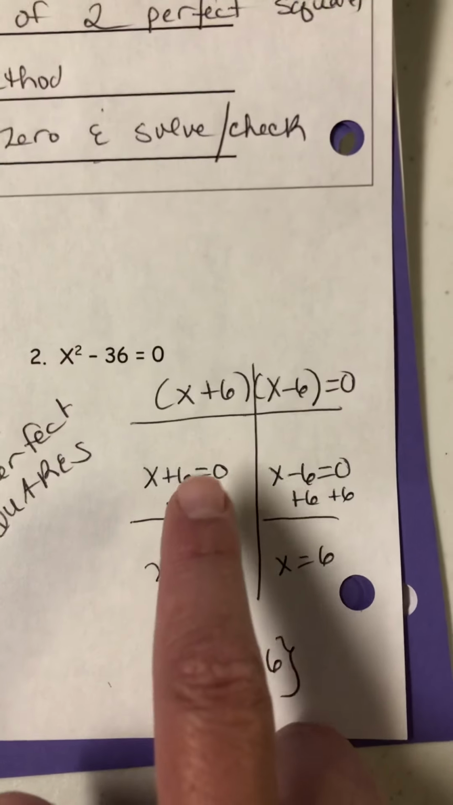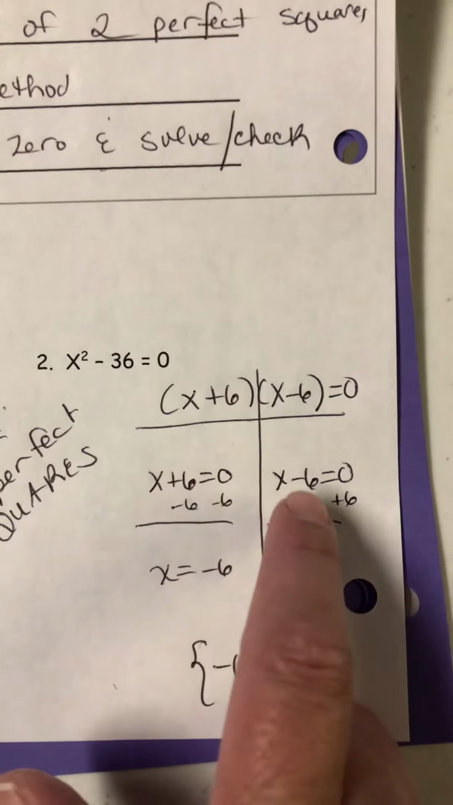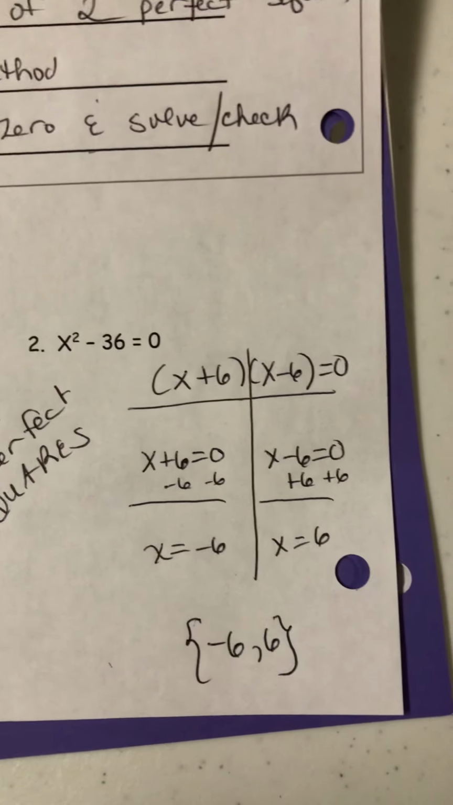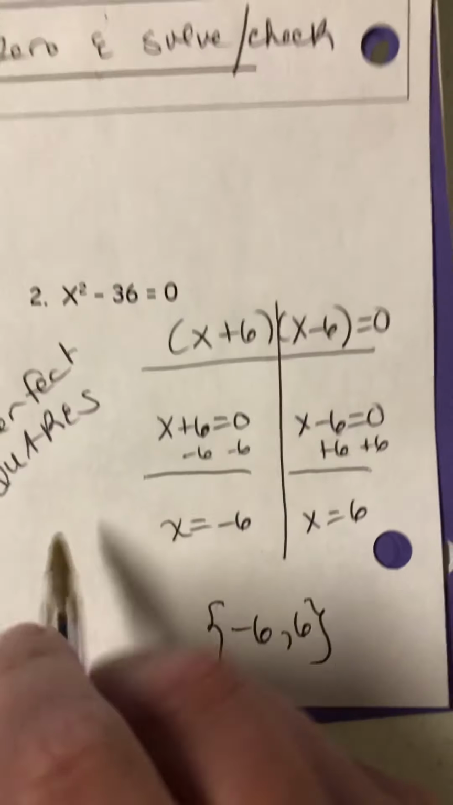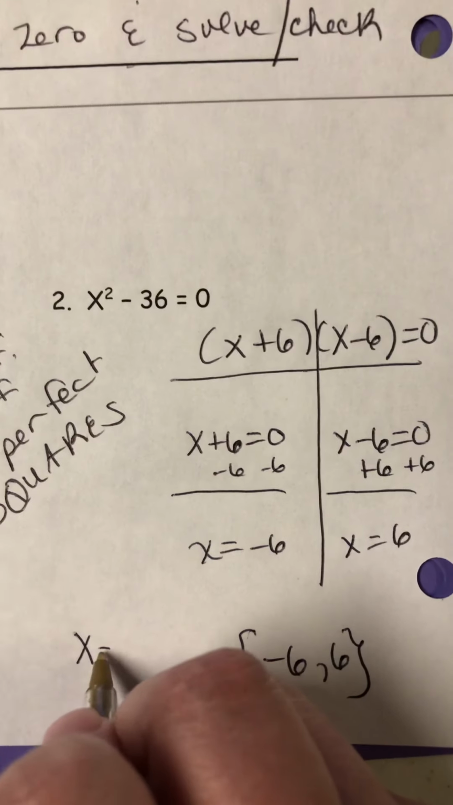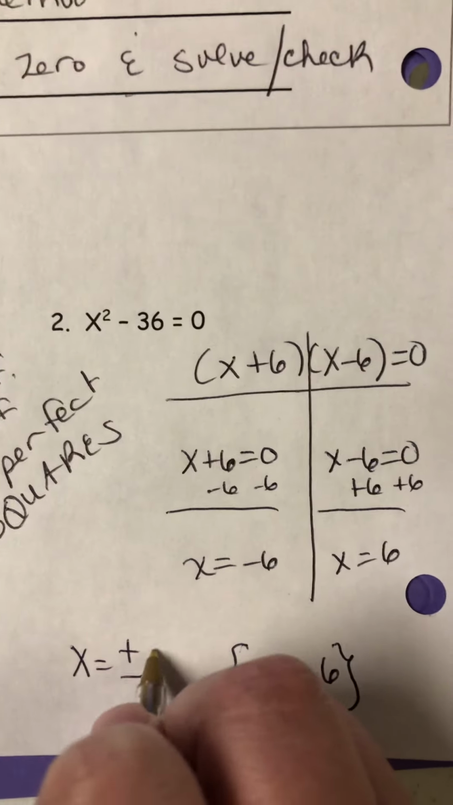Now what happens here, you would take each of the binomials, set them equal to 0, and solve. But there is another way you can write the answer. Maybe some of you are familiar with this. x equals plus or minus 6.